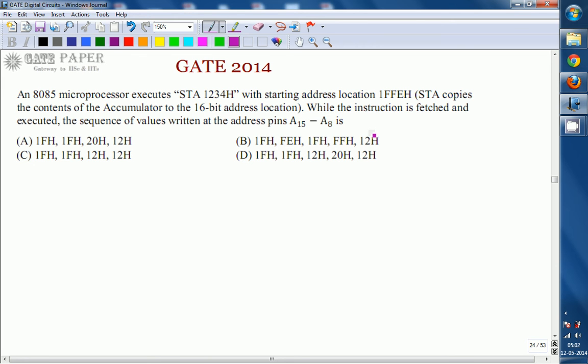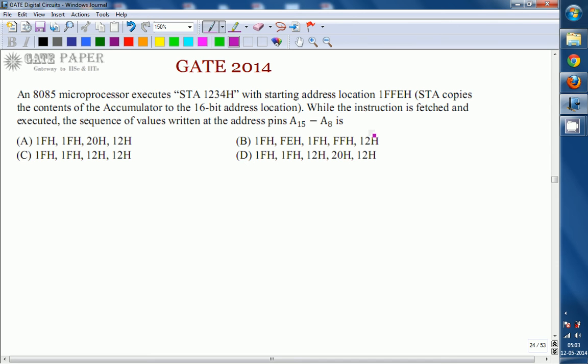What is the sequence of values that will be presented on the address lines A15 to A8 whenever the STA 1234 instruction is fetched and executed? First of all, STA stands for store accumulator direct. It is always followed by a 16-bit address. So this is a 3-byte instruction that copies data from the accumulator into the memory location specified by the 16-bit operand. In STA 1234, 1234 is the address location.